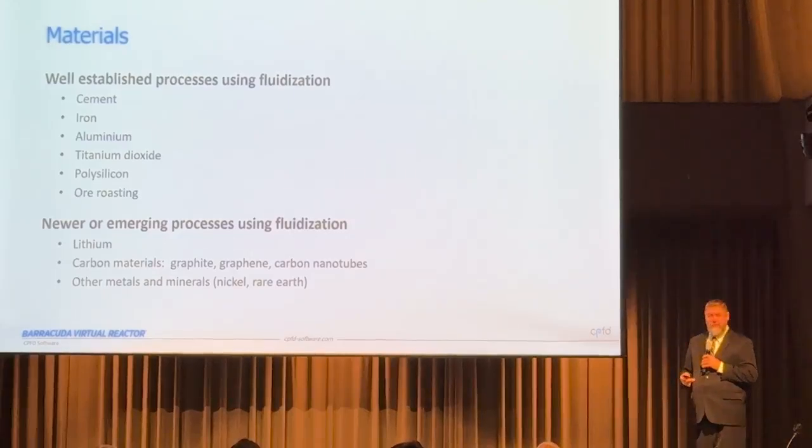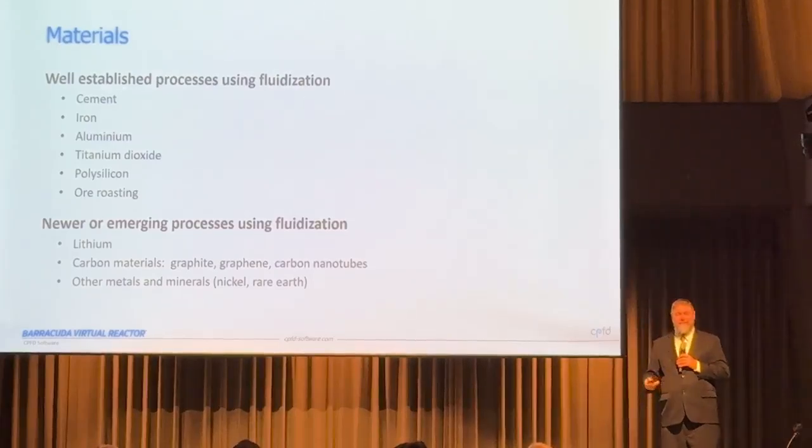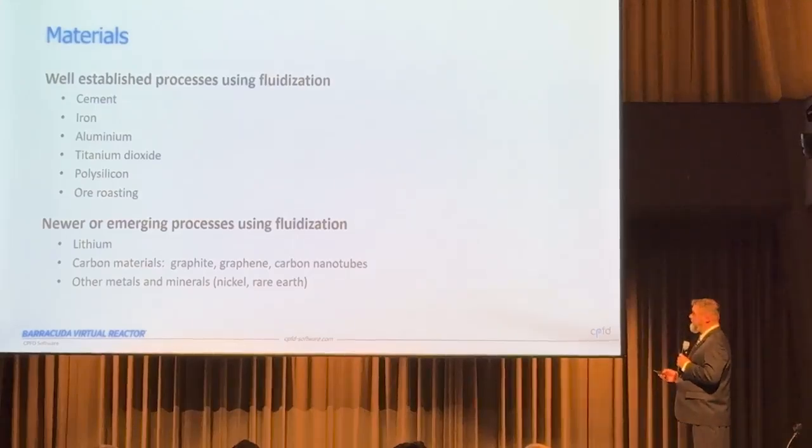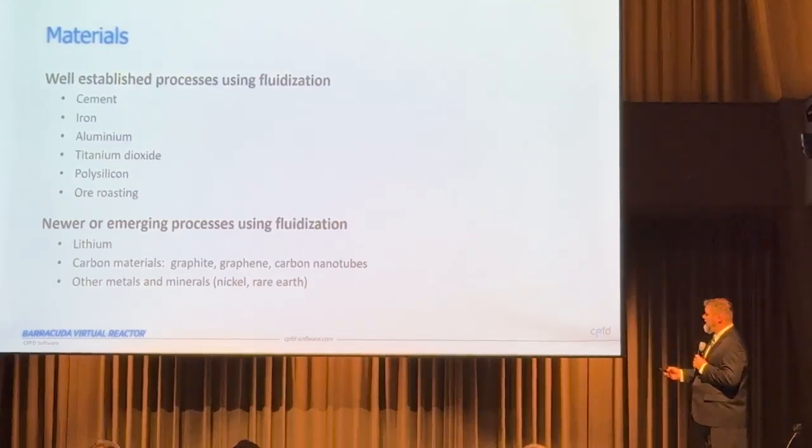The next category here is materials. And there's a lot of materials that are made in fluidized beds or fluidization processes, fluid particle processes. We've looked at cement already, talked about reduction of iron. A lot of well-established processes use fluidization. The very first user of the software that became Barracuda Virtual Reactor over 20 years ago was modeling a titanium chlorinator, polysilicon, ore roasting. And then there are these newer and emerging processes.